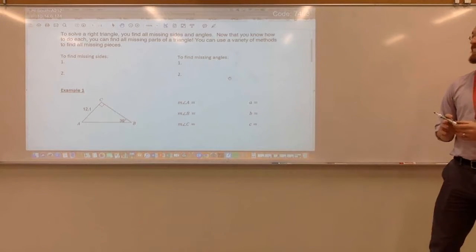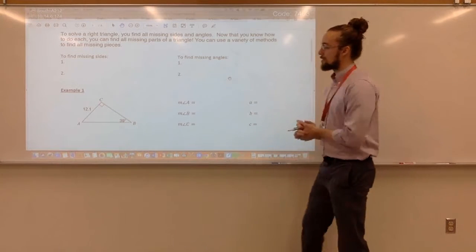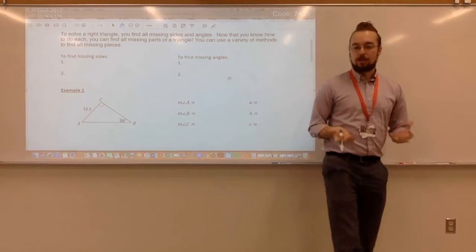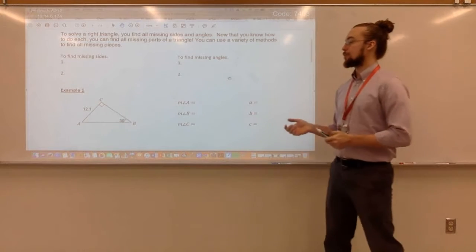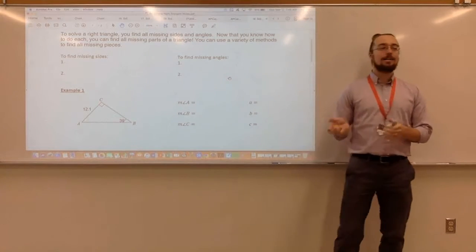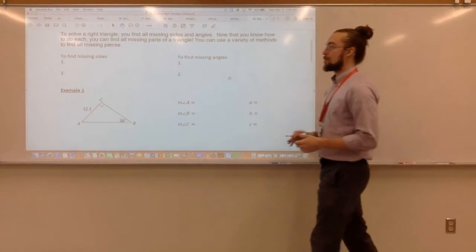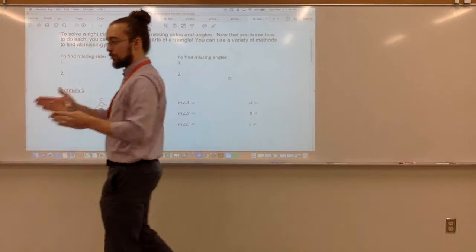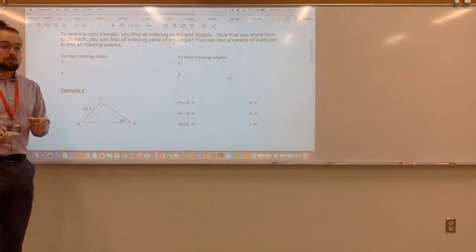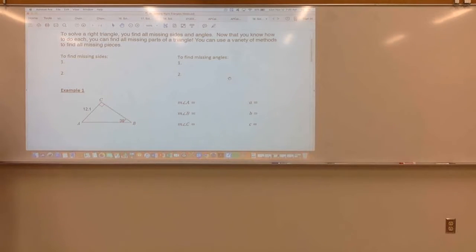Alright. Today, we are going to take a look at solving right triangles. What that means is we are going to find all missing sides and all missing angles. Okay? So, over the last couple of weeks, we've looked at different methods to do that. Okay? To find a missing side or a missing angle.